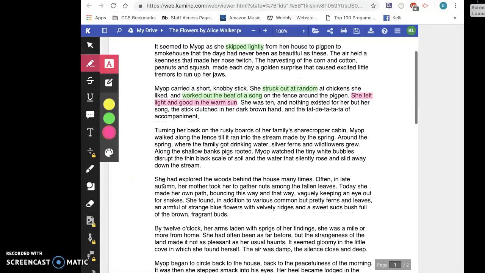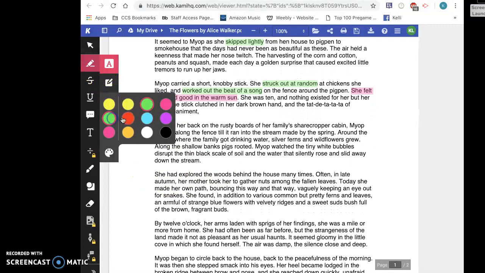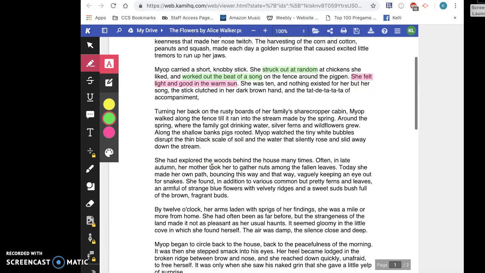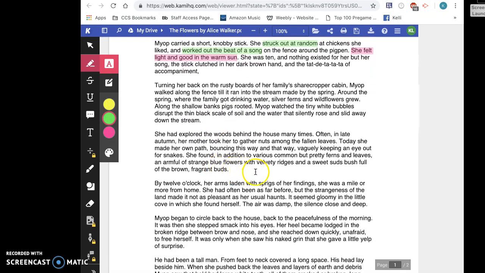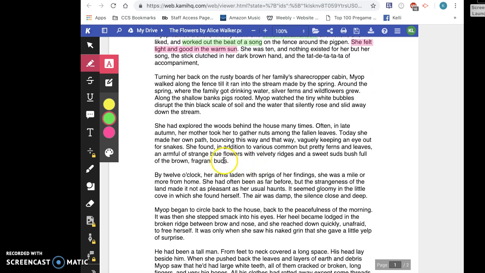Turning her back on the rusty boards of her family's sharecropper cabin, Ma walked along the fence till it ran into the stream made by the spring. Around the spring, where the family got drinking water, silver ferns and wildflowers grew. Along the shallow banks, pigs rooted. Ma watched the tiny white bubbles disrupt the thin black scale of soil and the water that silently rose and slid away down the stream. She had explored the woods behind the house many times. Often, in late autumn, her mother took her to gather nuts among the fallen leaves. Today, she's made her own path.